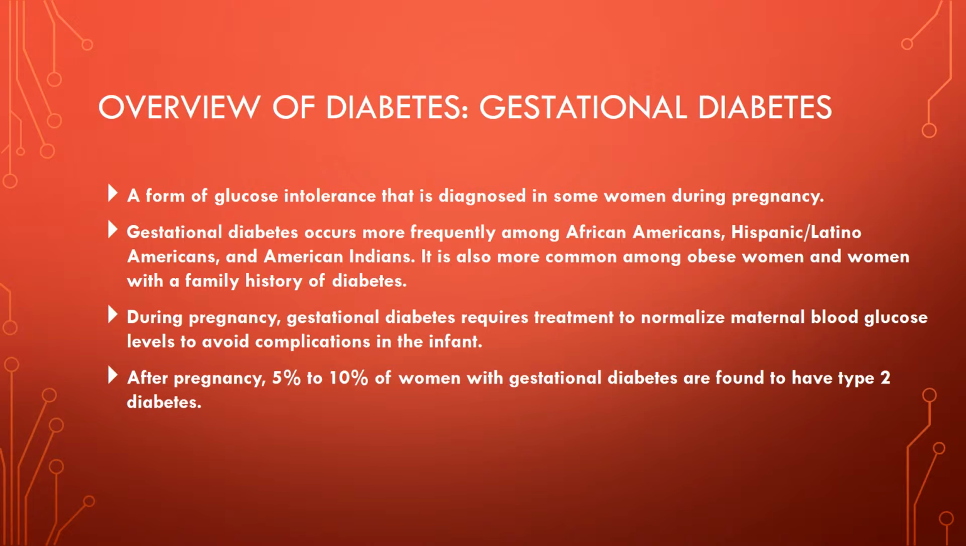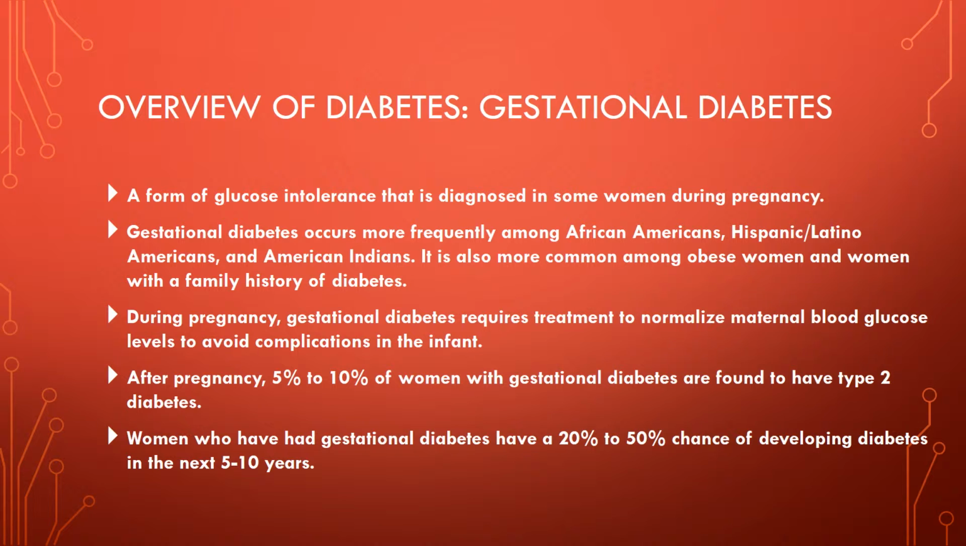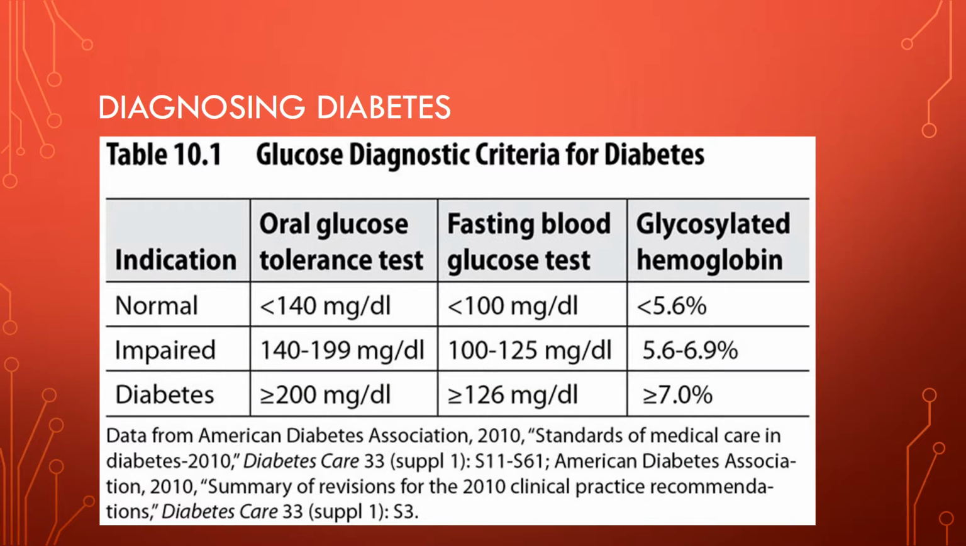So in women who have gestational diabetes, about 5 to 10% of those end up developing type 2 diabetes. However, for most women, gestational diabetes goes away after delivery. However, women who have had gestational diabetes have somewhere between a 20 and 50% chance of getting type 2 diabetes in the next 5 to 10 years. So it typically is a warning sign, and lifestyle change can be effective at preventing that.